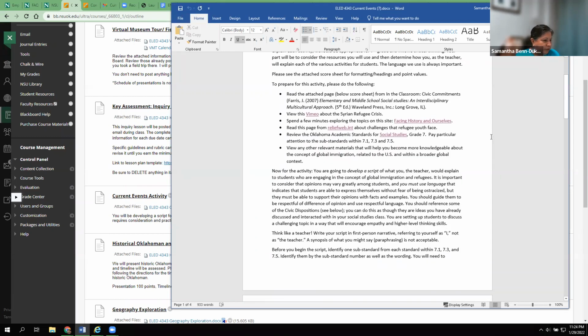And we're trying to get our students to engage in higher level thinking skills and also be at least somewhat empathetic, because refugees are leaving for pretty terrible reasons.